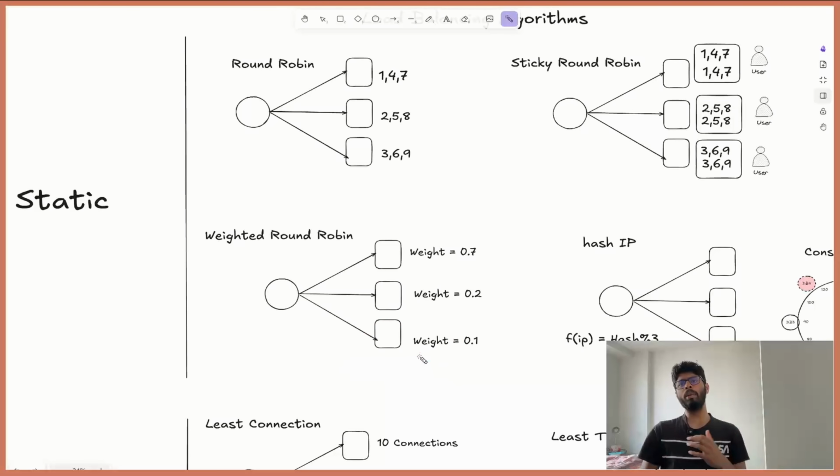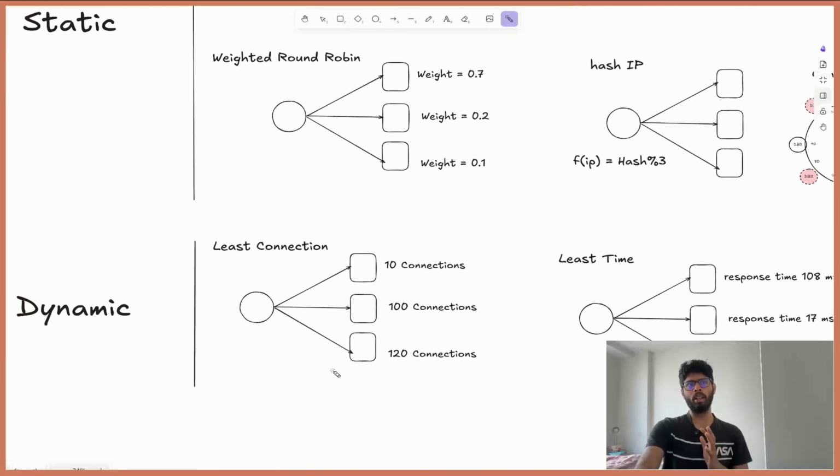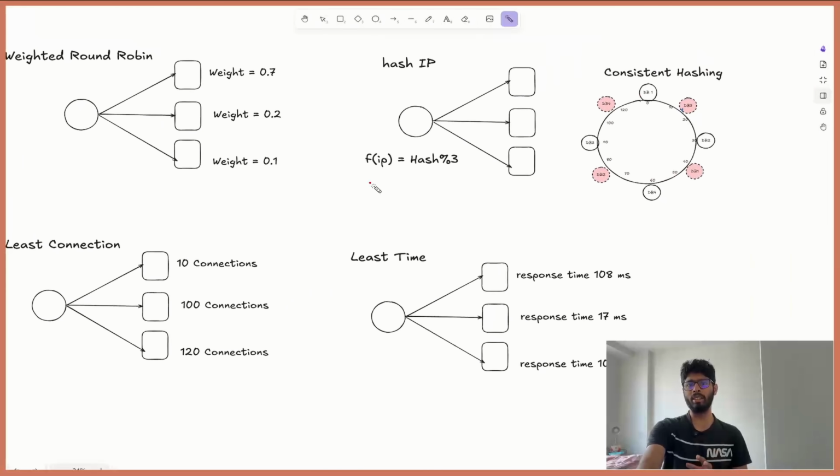This works pretty well, but sometimes, let's say a lot of load starts coming, this can break and that can again cause an issue. So this is known as the weighted round robin. Now we are going to see the dynamic algorithms; the hash and the consistent hashing I'll tell you at the end.